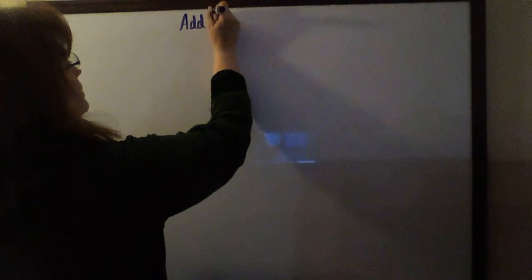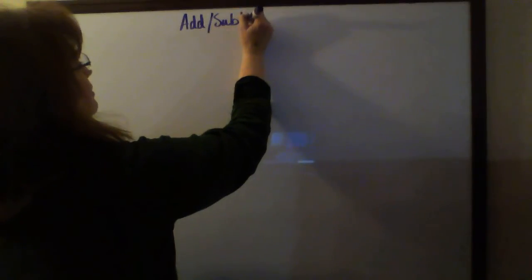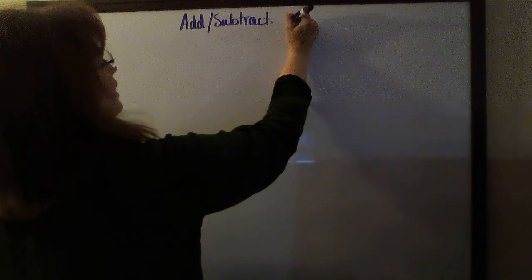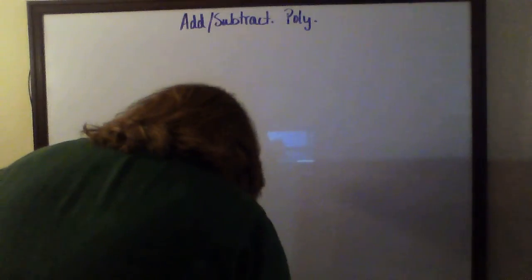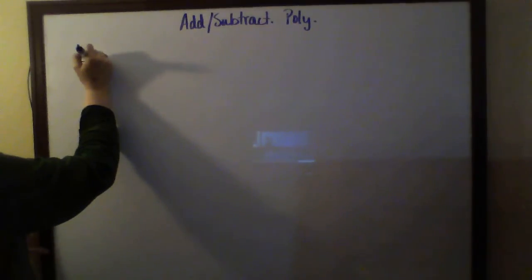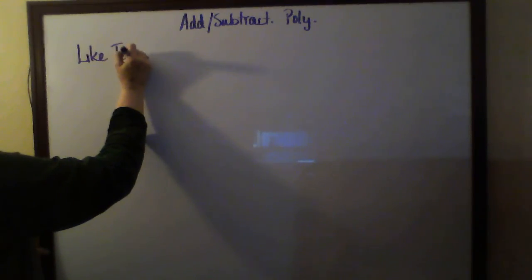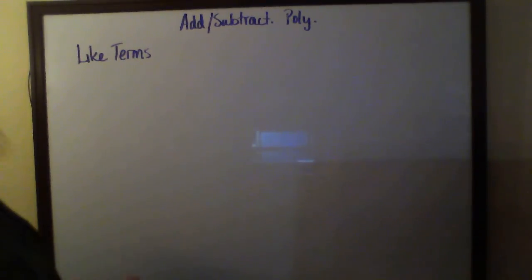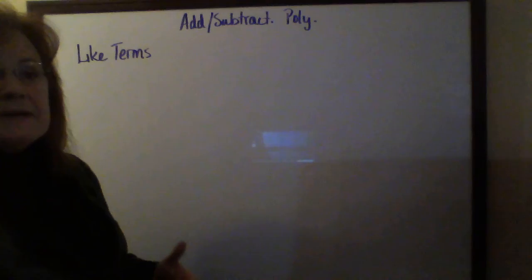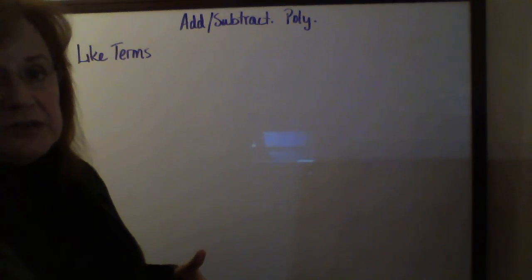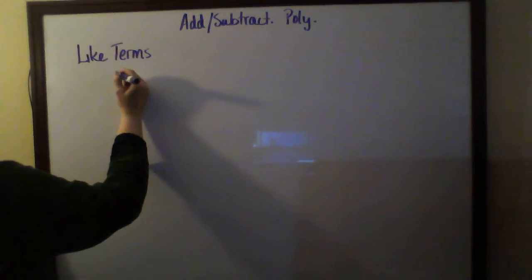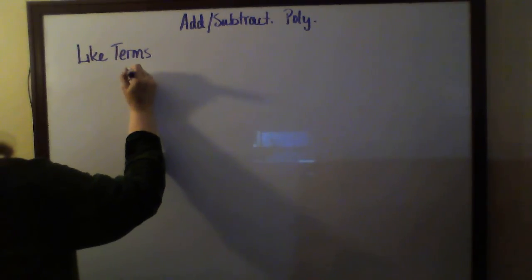So this is adding and subtracting and a little bit of distributive property. So add and subtract polynomials. Okay, so let's talk about like terms for a moment. When we do have like terms, it means that the variables are exactly the same with the exact same exponent, okay? So, for example, I'm going to give you a four-term polynomial.